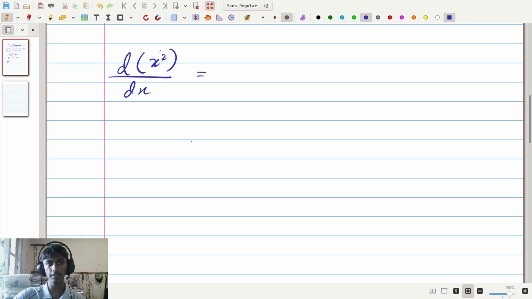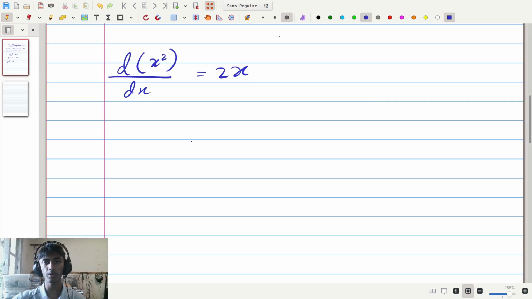Recall our rules on differentiation: when you have something like this, all you have to do is take that power to the front and then raise x to that power minus 1. So what we have here is 2 times x to the power of 2 minus 1, which is equal to 2 times x to the power of 1, or simply 2x. So in this case, the derivative of this function, x squared, is simply 2x.